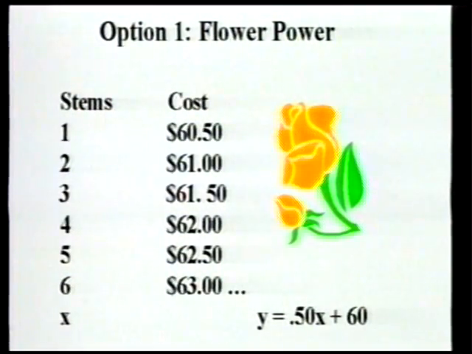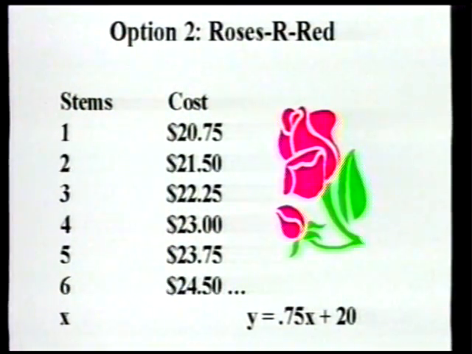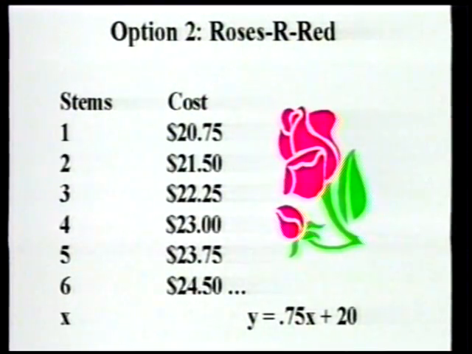The function for the Flower Power Company that's generated according to the cost of the contract they are offering is y equals 0.5x plus 60, meaning that they're paying 50 cents per stem of rose that they supply, x representing the number of stems to be purchased, plus the $60 down payment. The Roses of Red function is y equals 0.75x plus 20, with 0.75x representing the price per stem, again, x representing the stems purchased, and 20 representing the down payment required.